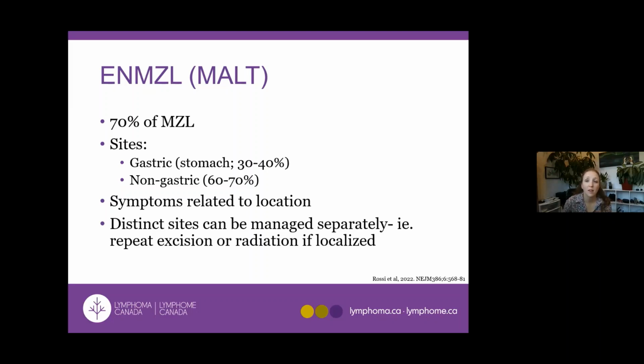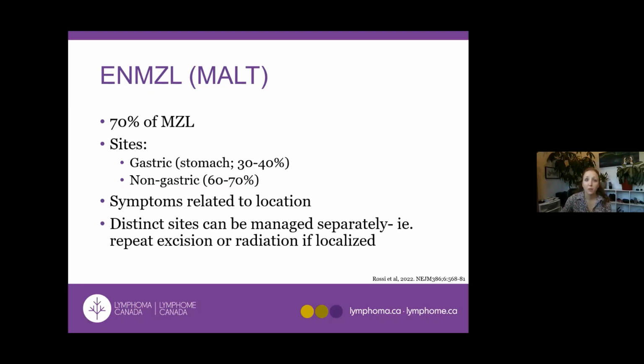It can be treated, and then several years later, it can pop up in a different location. And actually, if those are both localized occurrences, we can treat them separately. So manage it as it comes, rather than having to turn to more systemic or whole body treatment at that point.